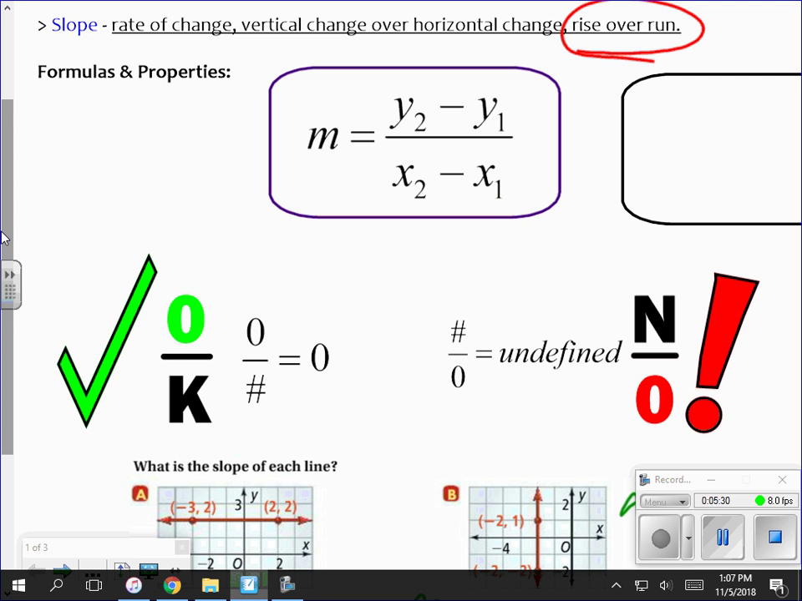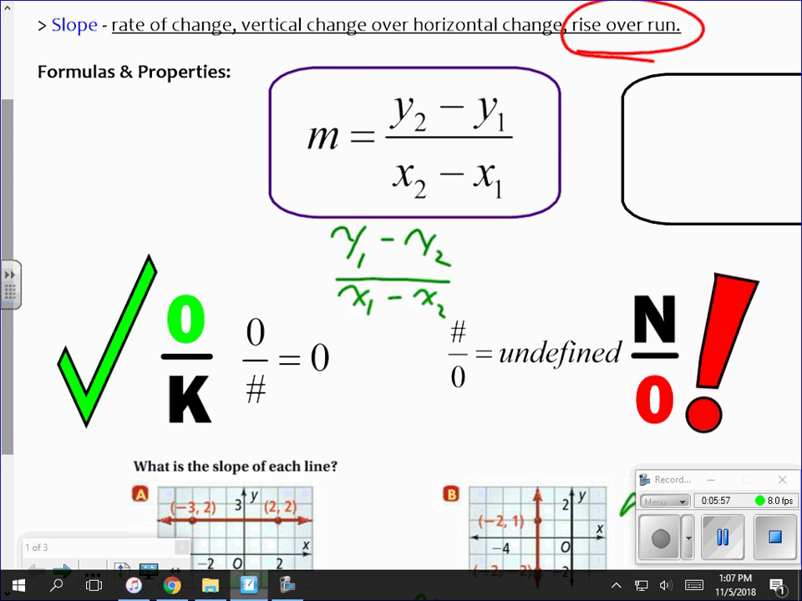But here's something. Students always get hung up on the order of your x's and y's. They see the formula, y sub 2 minus y sub 1. Oh, it's got to be the second point minus the first point. It doesn't have to be. It could be the first y coordinate minus the second y coordinate over the first x coordinate minus the second x coordinate. That will also work.